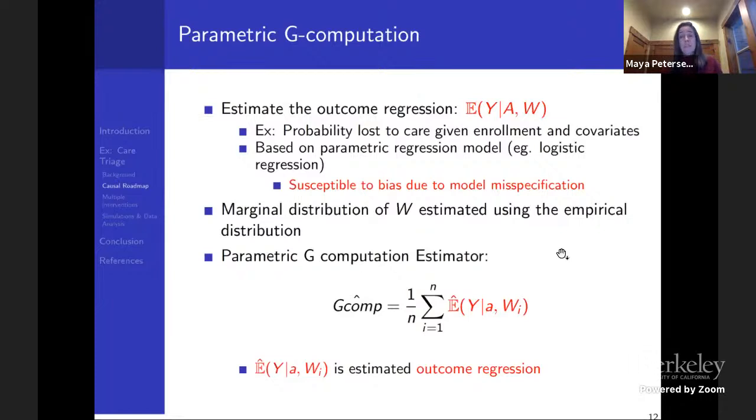So this also runs the risk of bias due to model misspecification. So if we do a bad job on that outcome regression, then we'll have a biased estimate. And again, while we can think about using machine learning approaches here, statistical inference becomes a problem.